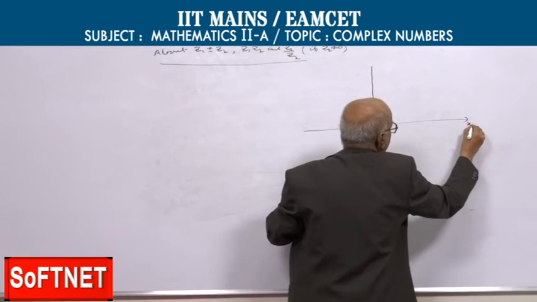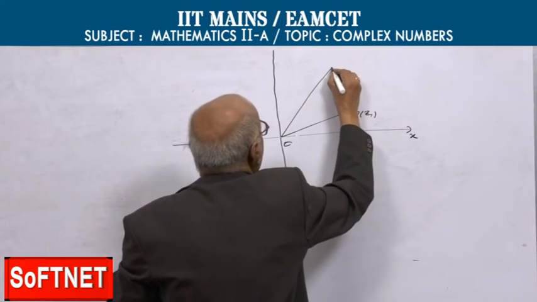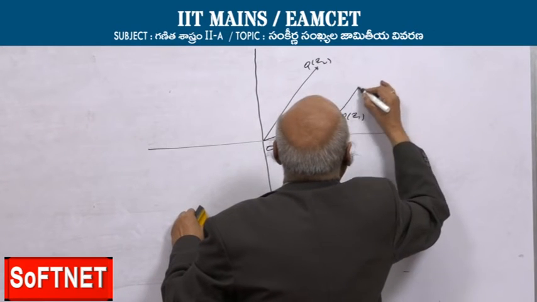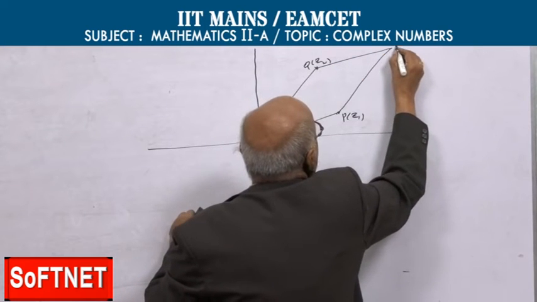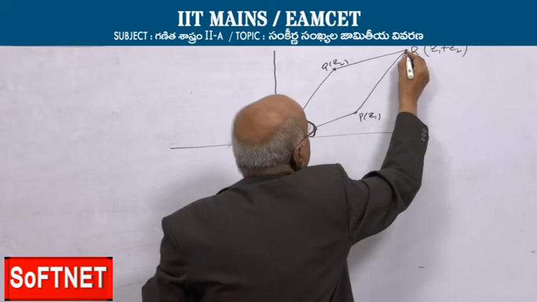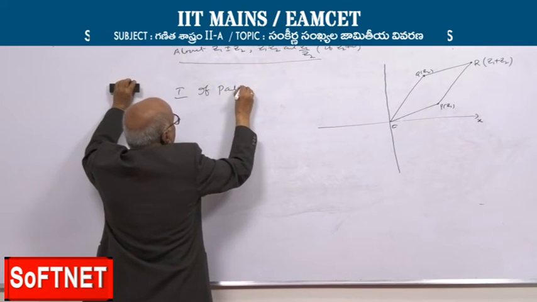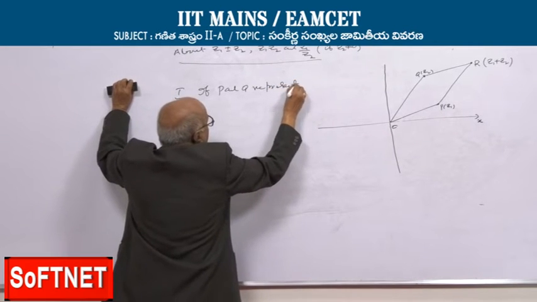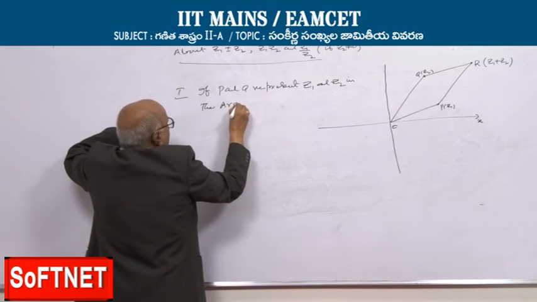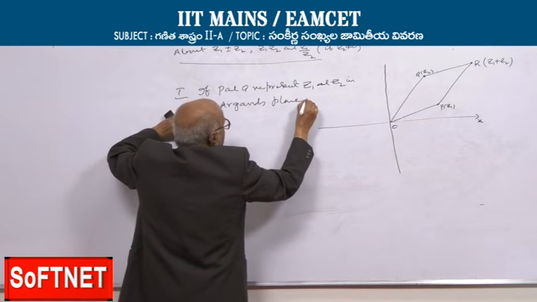Here please see X, Y. Suppose this is point P, Z1, and point Q, Z2. Now, if you complete the parallelogram, this point R is Z1 plus Z2. Number one here is, if P and Q represent Z1 and Z2 in the Argand's plane, of course, hereafter I don't write Argand's plane; P and Q represent Z1 and Z2 means in the Argand's plane.